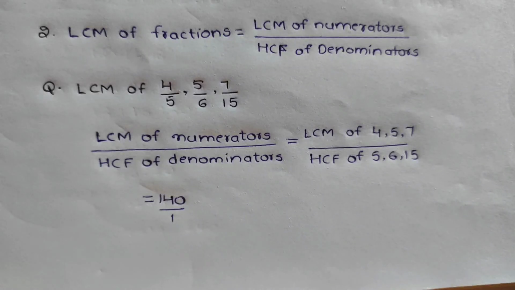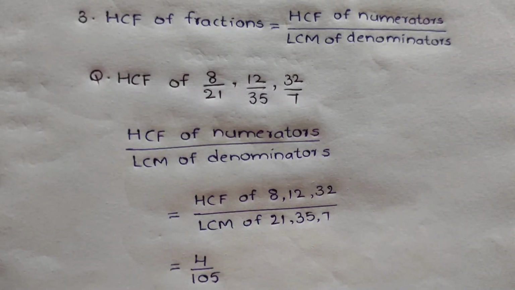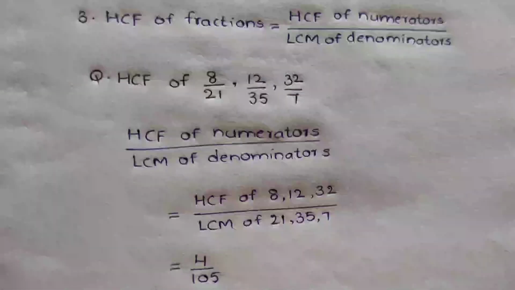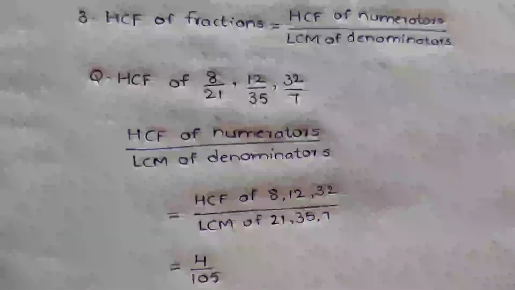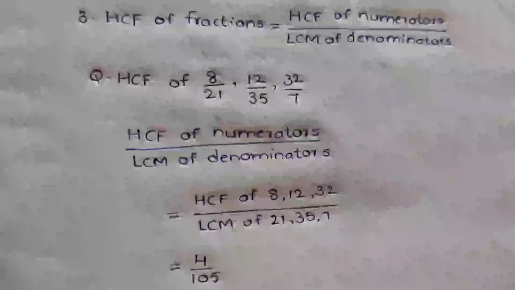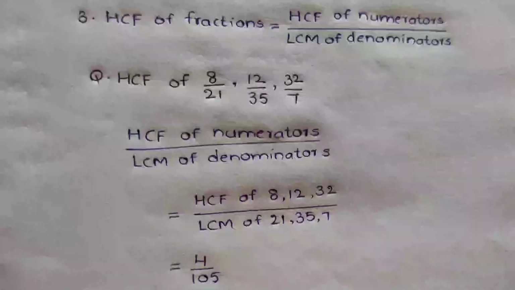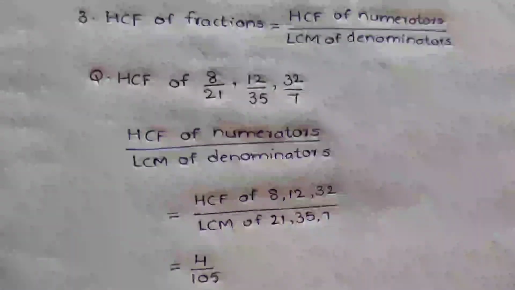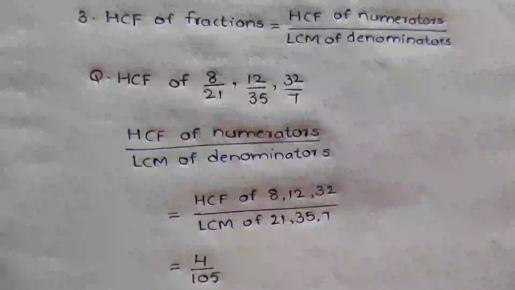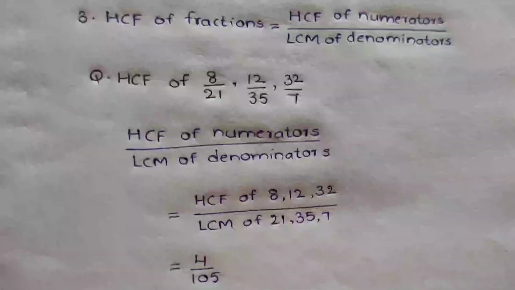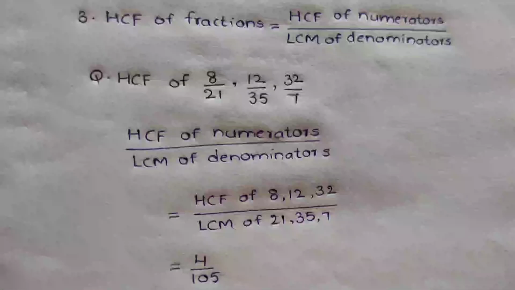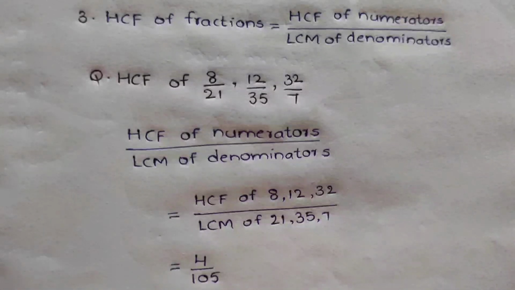And the next formula is the HCF of fractions. When the HCF of fractions is asked, you can use the formula: HCF of numerators divided by LCM of denominators. For example, the HCF of 8 divided by 21, 12 divided by 35, 32 divided by 7. First we will find the HCF of 8, 12 and 32, divided by the LCM of 21, 35 and 7.